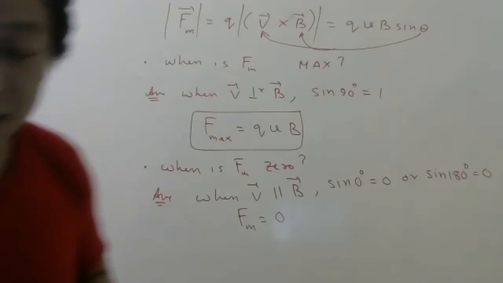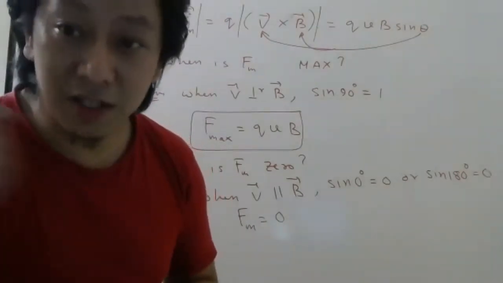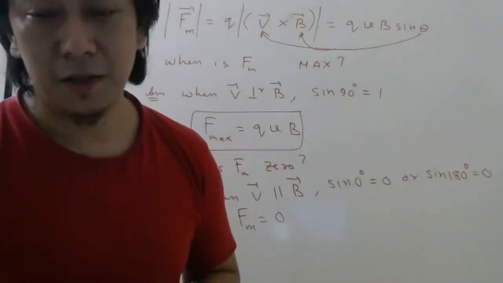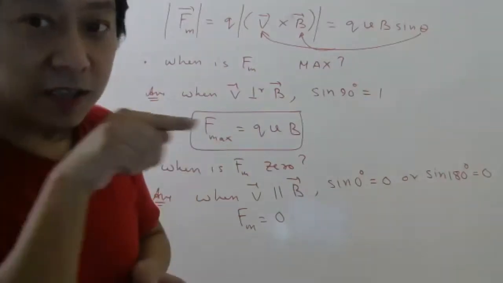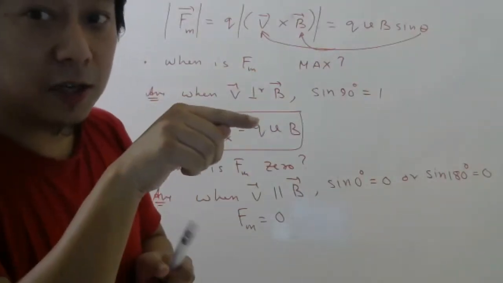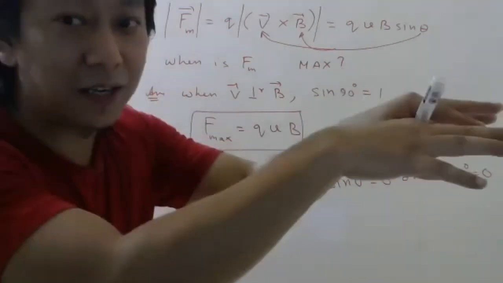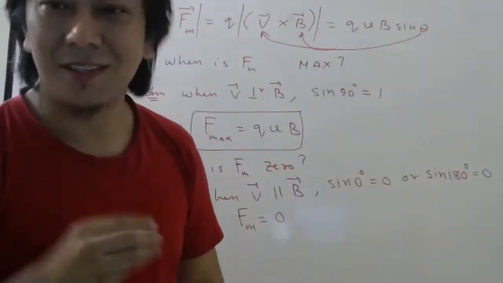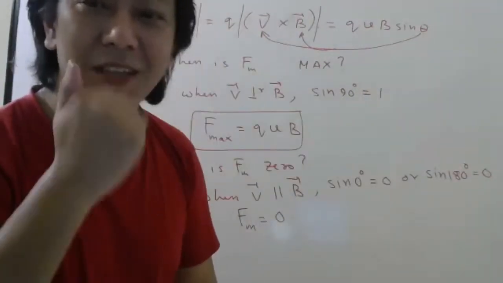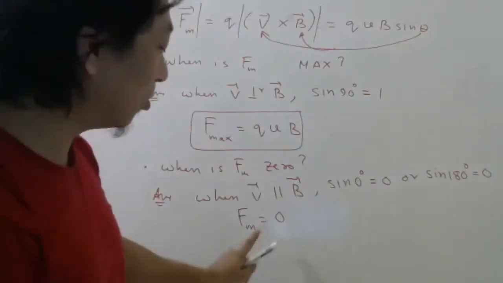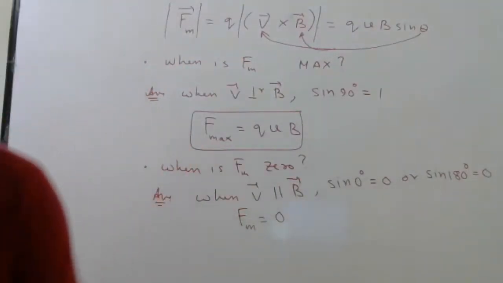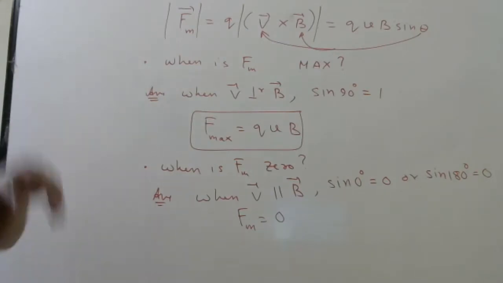Which means the particle's velocity will remain constant. So if a charged particle is moving like this, and suddenly you apply a magnetic field in the same direction, nothing happens. The charge continues to move with the same velocity. Why? Because there is no force. Okay, students, keep in mind.